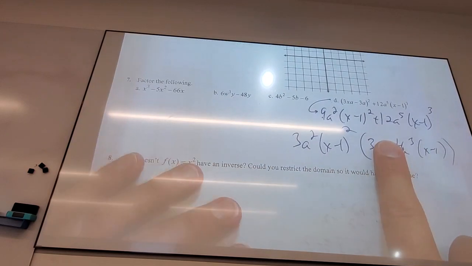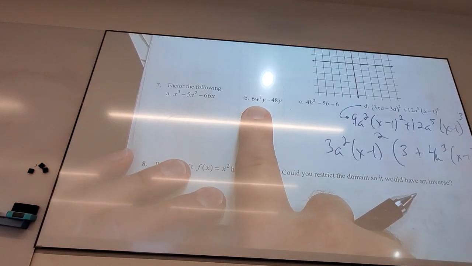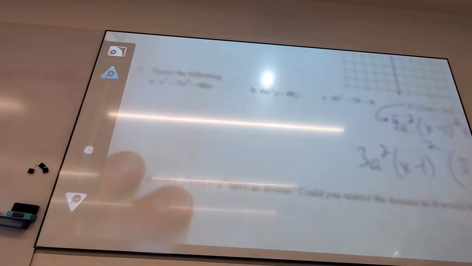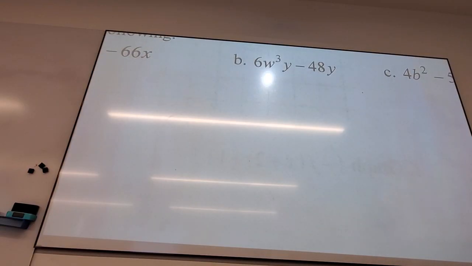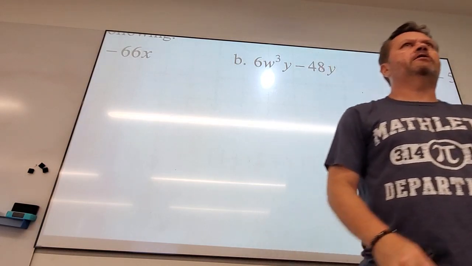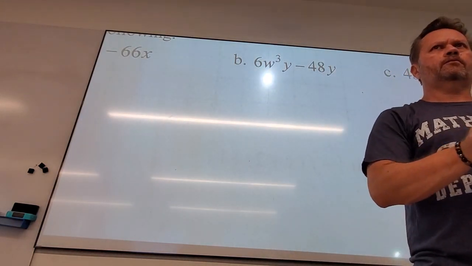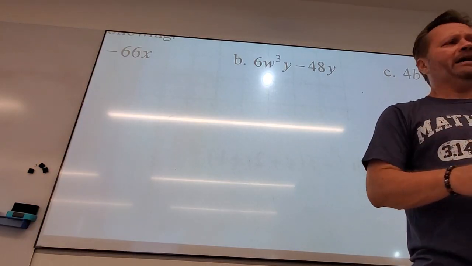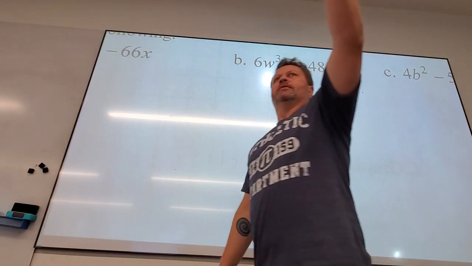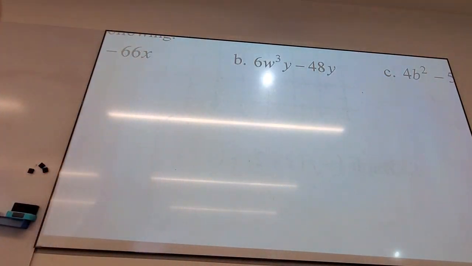Which one? 7D? B? This one? Alright, help me out with that one, guys. Is that a cubes? I see a third power. Why is it not a cubes? I can't do 6, I can't do 48, I can't do y. I can't break everything up into thirds. I can only do w to the third power, so that's definitely not a cubes.